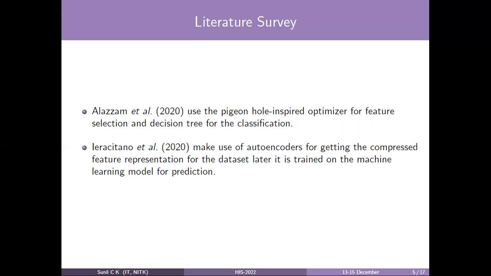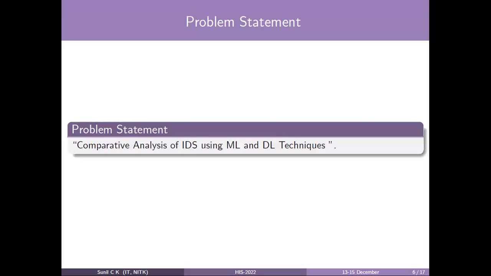In most of the cases in the literature, it is observed that feature selection techniques are not well utilized, or a simple statistic-based approach has been used to select the features, which is not a robust method for feature selection. Results are not compared with ensemble techniques. To overcome all these things, we are using an ensemble model in our work. And the problem statement is a comparative analysis of the intrusion detection system using machine learning and deep learning techniques.